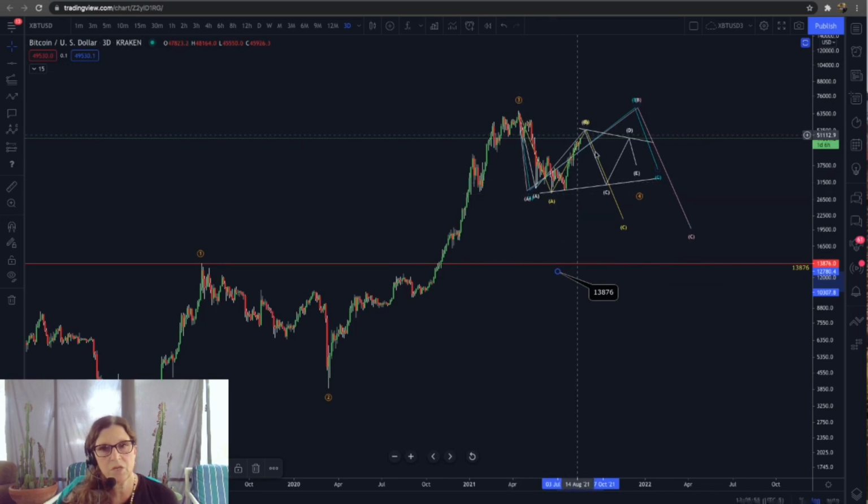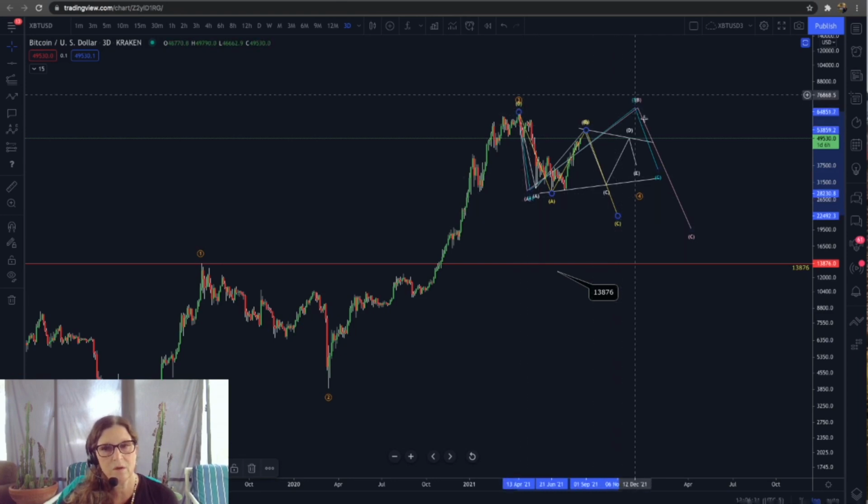The count in yellow is assuming that we have a 5-wave to the downside. We're going to make a 3-wave to the upside, and then we're going to make 5 waves to the downside. And it's also assuming that we don't get a deep C wave.